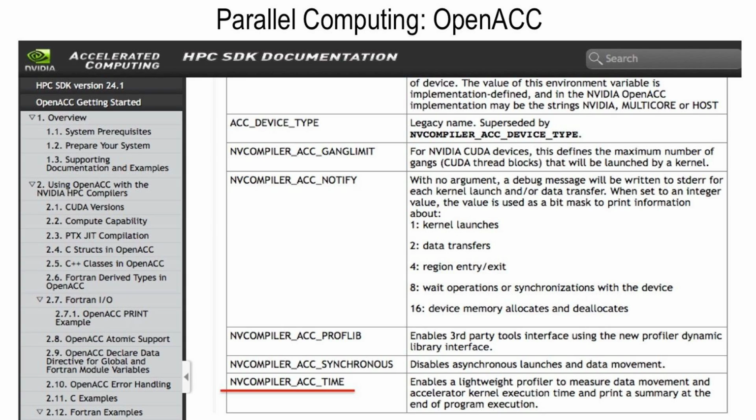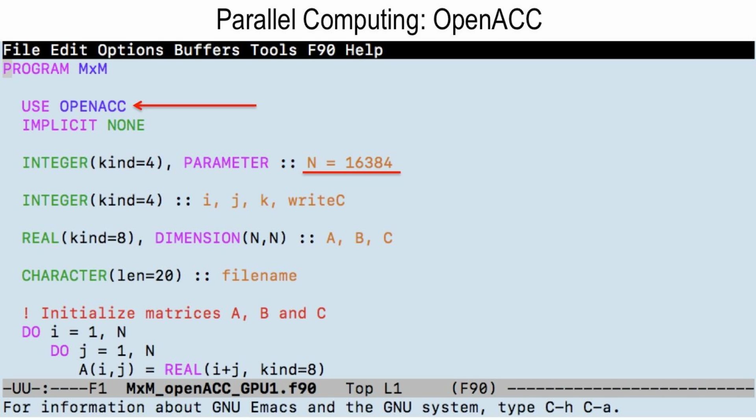As we scroll through the documentation pages on OpenACC, we encounter a list of environment variables. We'll utilize the NV compiler ACC time variable to monitor GPU performance. I've developed a Fortran program for GPU offloading using OpenACC. It's important to note that we need to incorporate the OpenACC module.